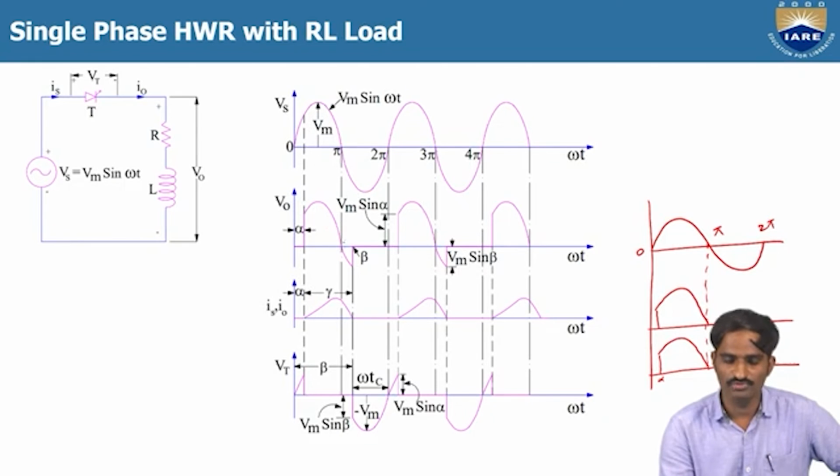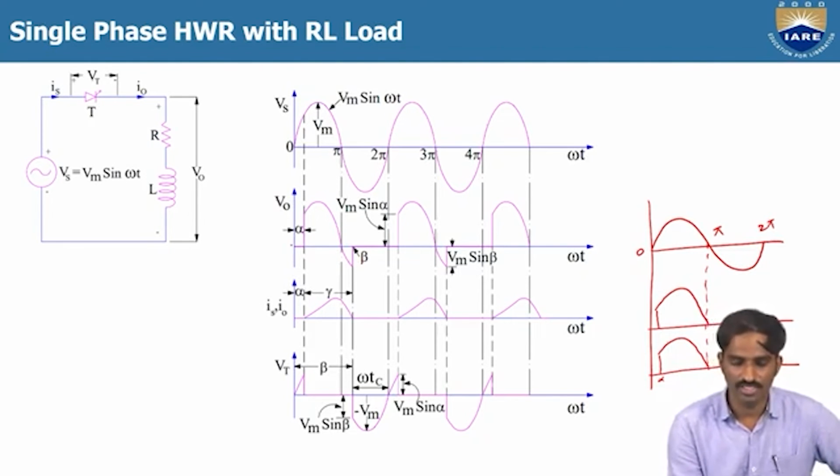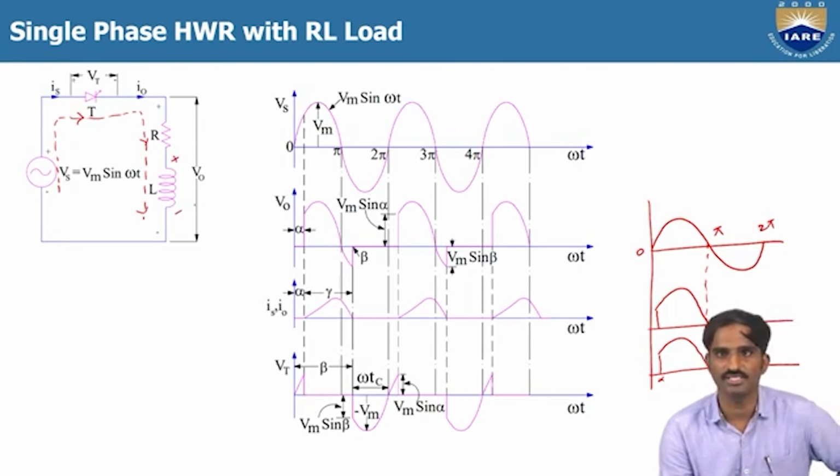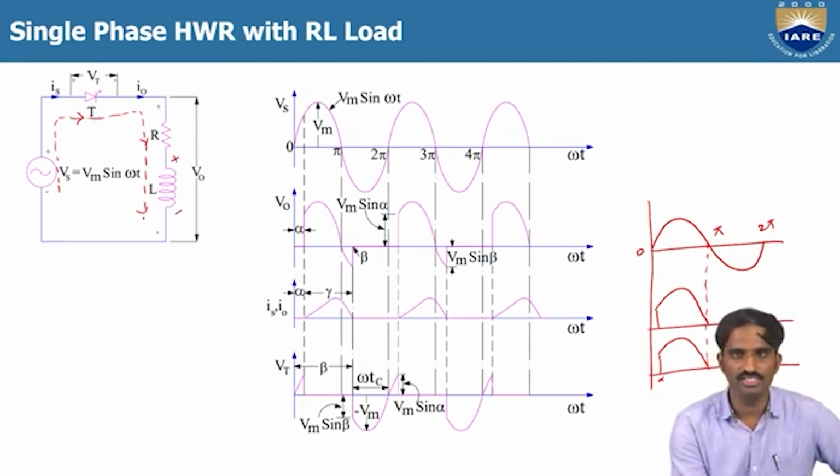Then when coming to the load voltage waveform, from alpha to pi it is similar to the voltage waveform which we got in case of R load. But here we are getting a small amount of negative voltage from pi to beta, because initially when we give the firing angle alpha, the current will flow in this direction. So the inductor terminals are like this, plus and minus. During the time thyristor T1 is conducting, the inductor will store the energy.